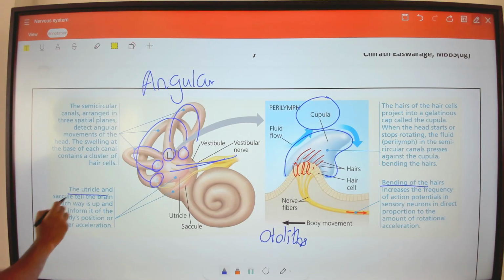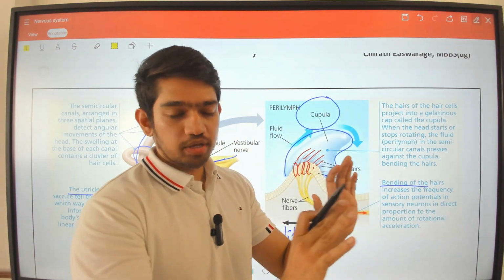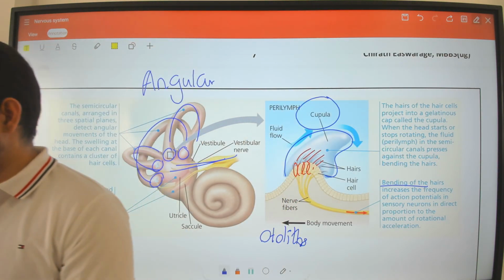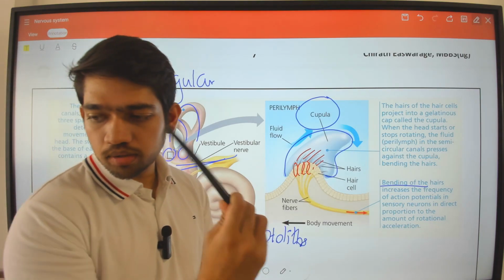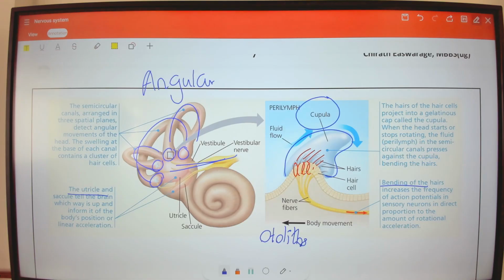The utricle and the saccule of the vestibule detect what? Linear acceleration. On a swing, you are accelerating forward. In a vehicle, you are accelerating or braking. That will be detected by the utricle and saccule, or the otoliths. Angular movements are detected by the semicircular canals.